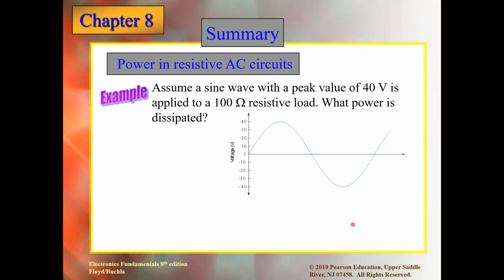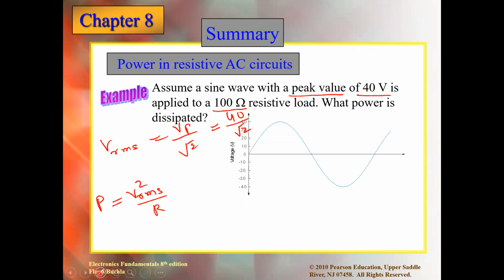Assume a sine wave with a peak value of 40 volts is applied to a 100 ohm resistive load. What is the power dissipated? You have been given the peak value. So first, your aim is to get VRMS, which is VP over root 2. VP is given, 40 divided by root 2. Then R is already given. So you can calculate P is equal to VRMS squared over R.